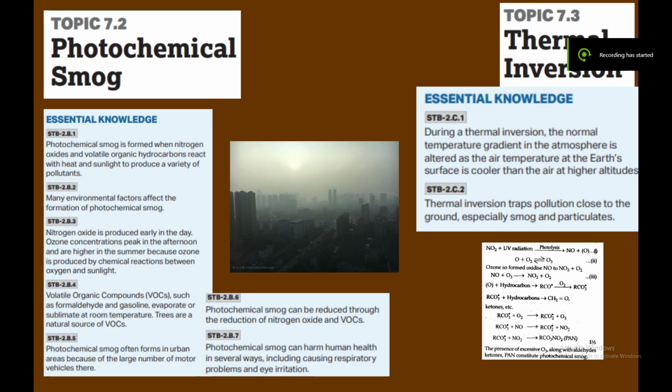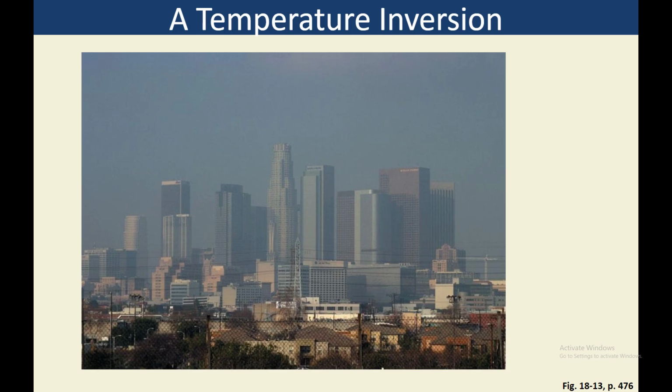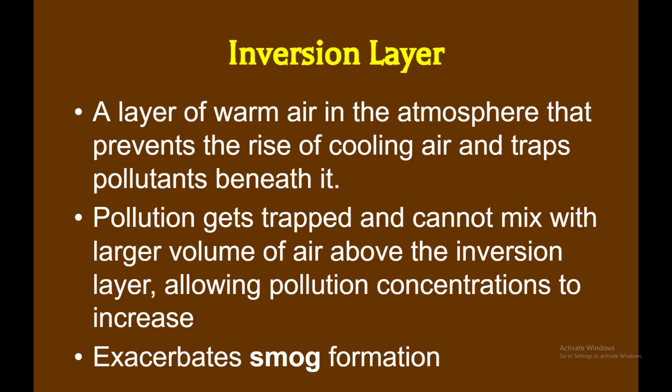Okay, so today I'm going to be talking about photochemical smog and thermal inversions. This is a thermal inversion. It's basically when warm air gets trapped between two layers of cold air, and the warm air keeps all of the pollutants and gases that are in the layer below. It keeps them in the layer below, and it acts like a lid.